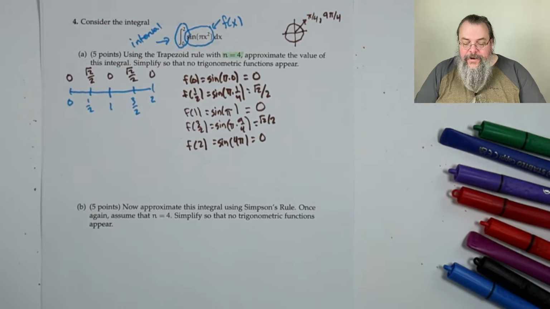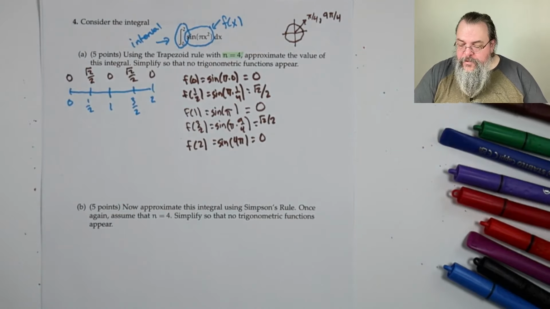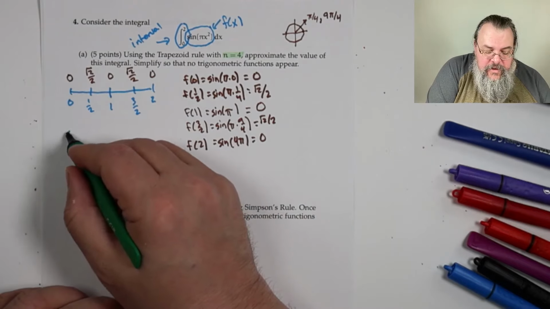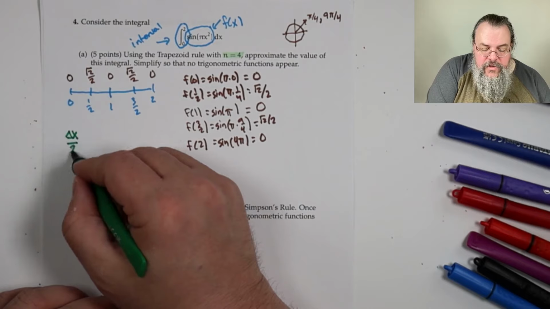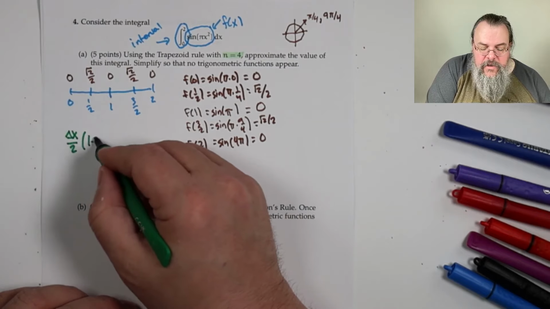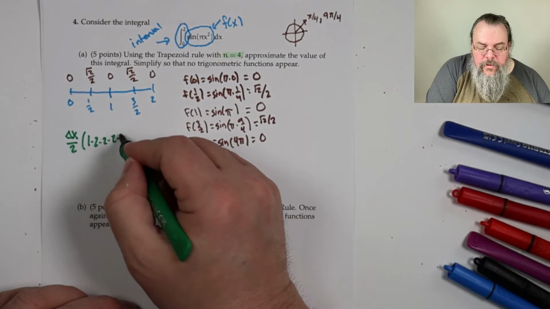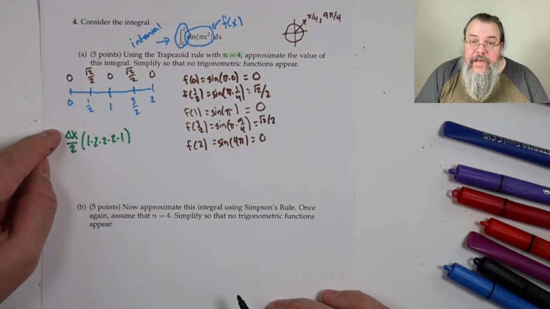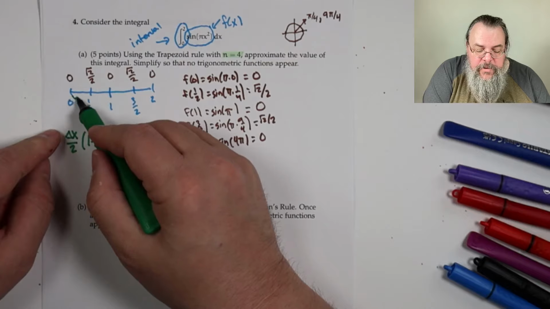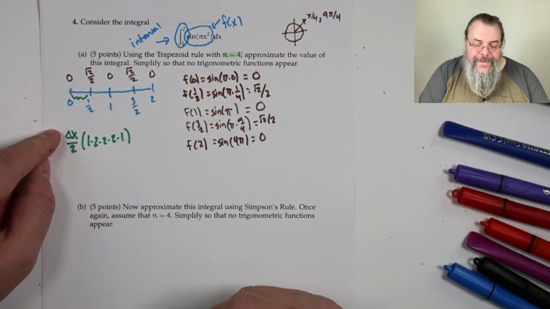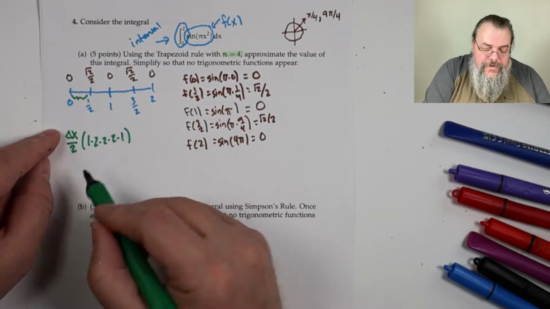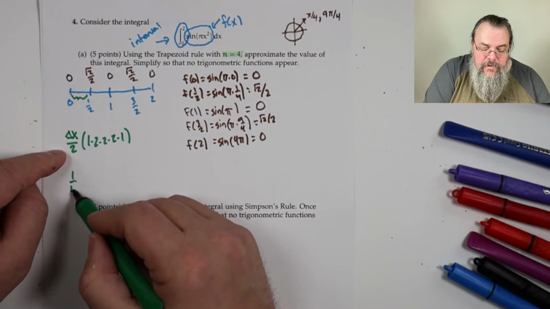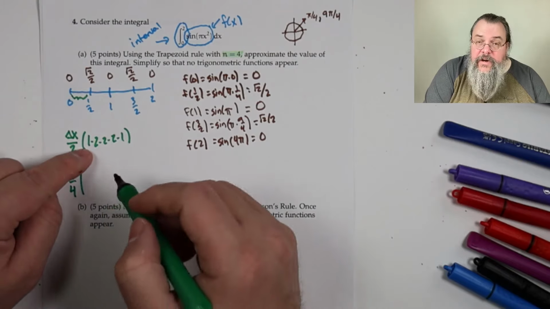Okay, now, how does the trapezoid rule look? Here's how I remember the trapezoid rule. It's delta x over 2, and then you have this pattern 1, 2, 2, 2, 1. And what we interpret this as, delta x is our width. So come up here, what's the width of our interval? It is a half. So we're going to have 1/2 divided by 2. So that becomes 1/4. Now these numbers are our coefficients.